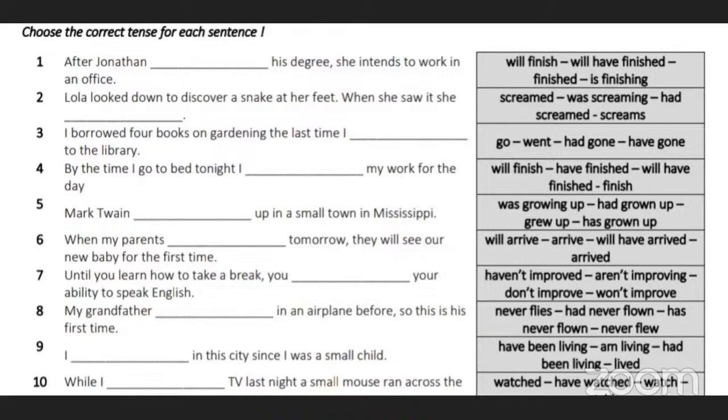Okay. The answer shall be will have finished. By the time I go to bed tonight, I will have finished my work for the day. This is something which is supposed to happen in the future. The answer will not be will finish or have finished. Will have finished means it will be done by tonight. So that is why we use will have finished.